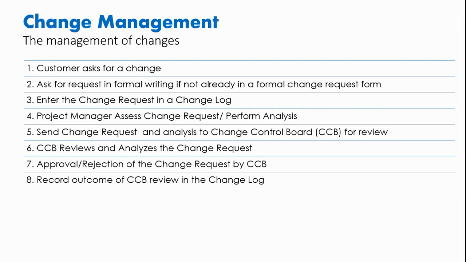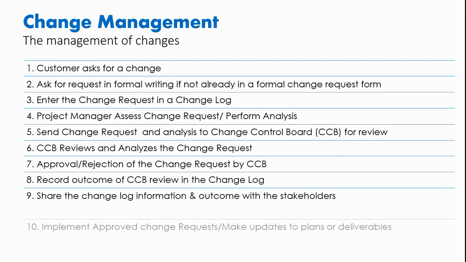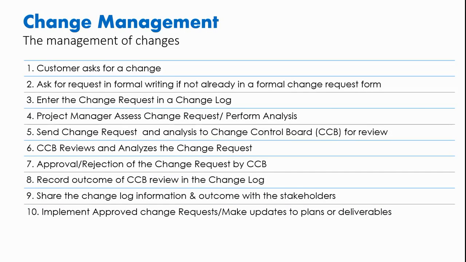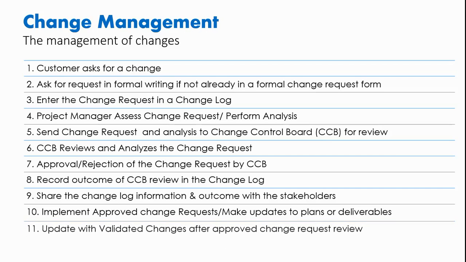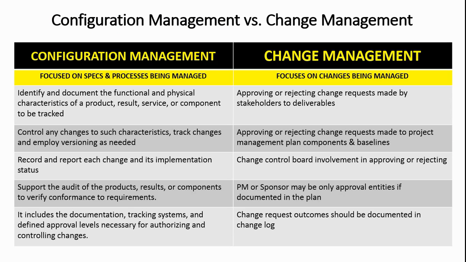Eight, record the outcome of the change control board in the change log. Nine, share the changelog info and outcome with stakeholders. 10, implement approved change requests and make updates to plans or deliverables. And 11, update with validated changes, which is an output of control quality after the approved change request review.